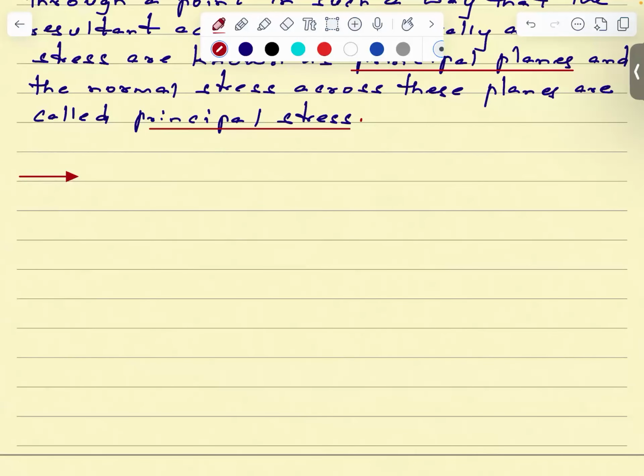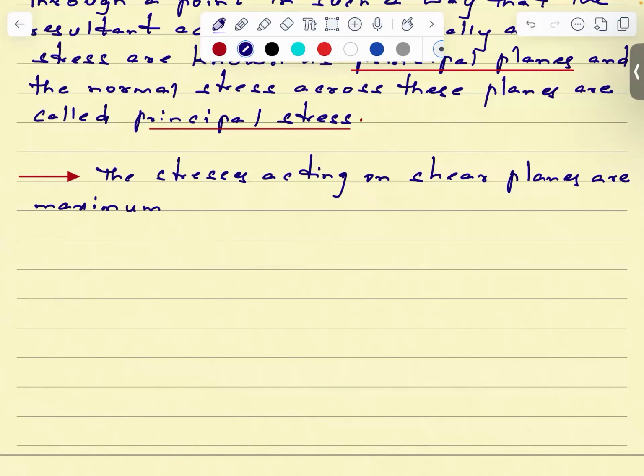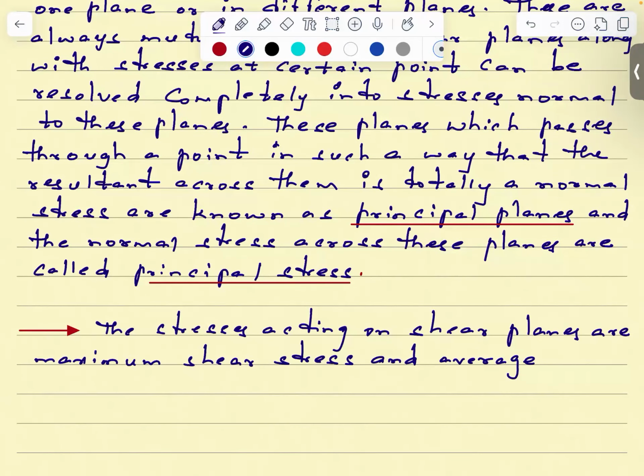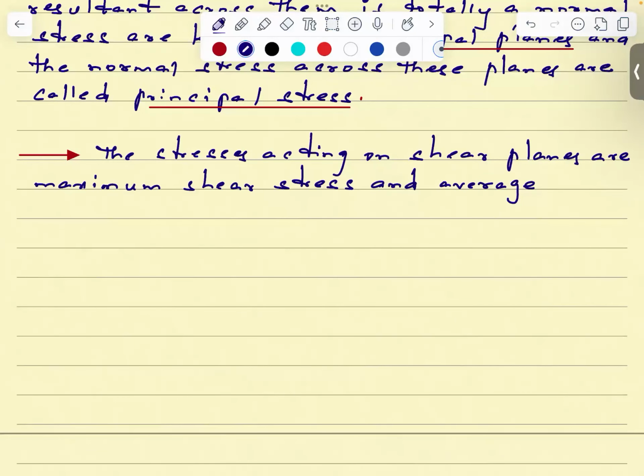Right, next one. The stresses acting on shear planes are maximum shear stress and average normal stress. I'll prove this, okay? Just wait for the derivation, then I'll prove this. And remember, the normal stress on shear plane is not zero, if you are thinking so. Even though there won't be any shear stress on a principal plane, it is not vice versa in shear plane. Okay, remember that. And there exists an average normal stress.